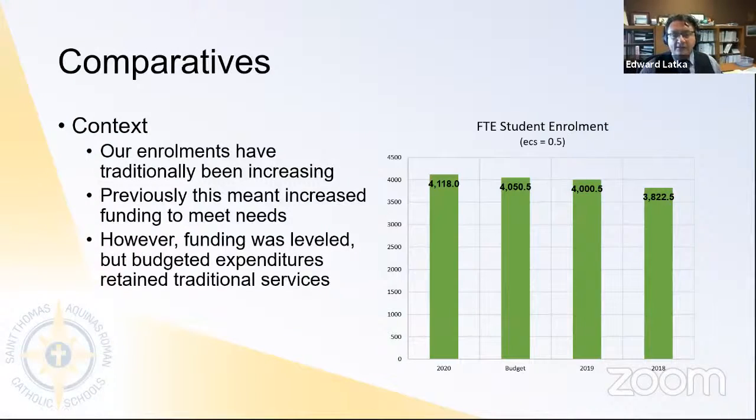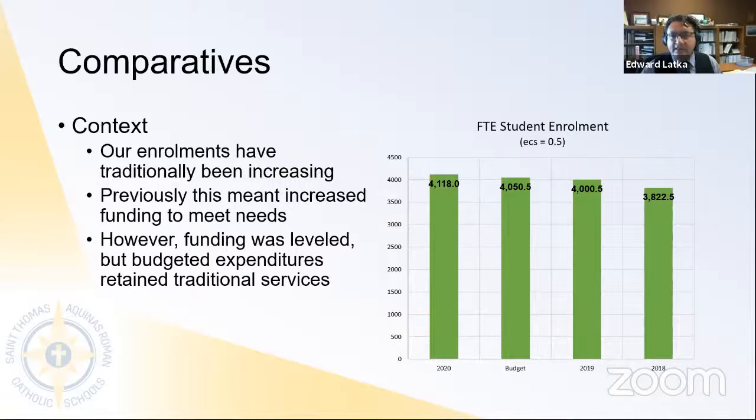So again, providing context for these financial statements and looking at our comparatives, one of the significant things is that our enrollments traditionally have been increasing, and the chart shows it kind of in reverse, starting with the most current year and going back historically for the last couple of years. The reason that this is important for our context is that previously this meant increased funding to the division, and our spring budget was based on that.